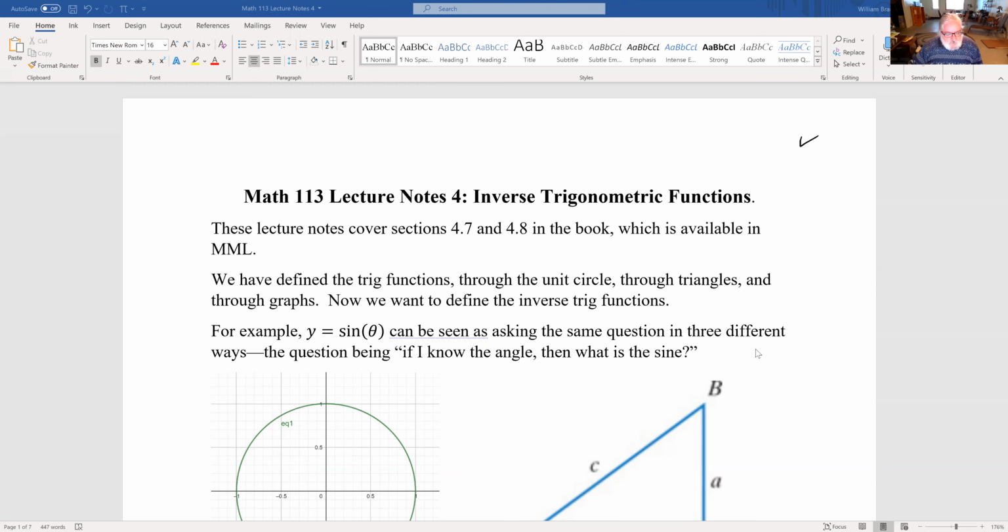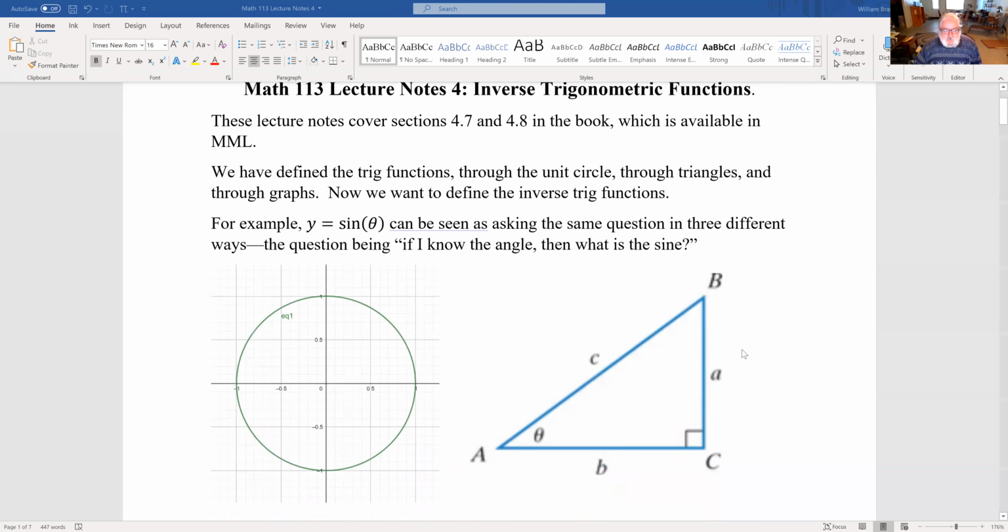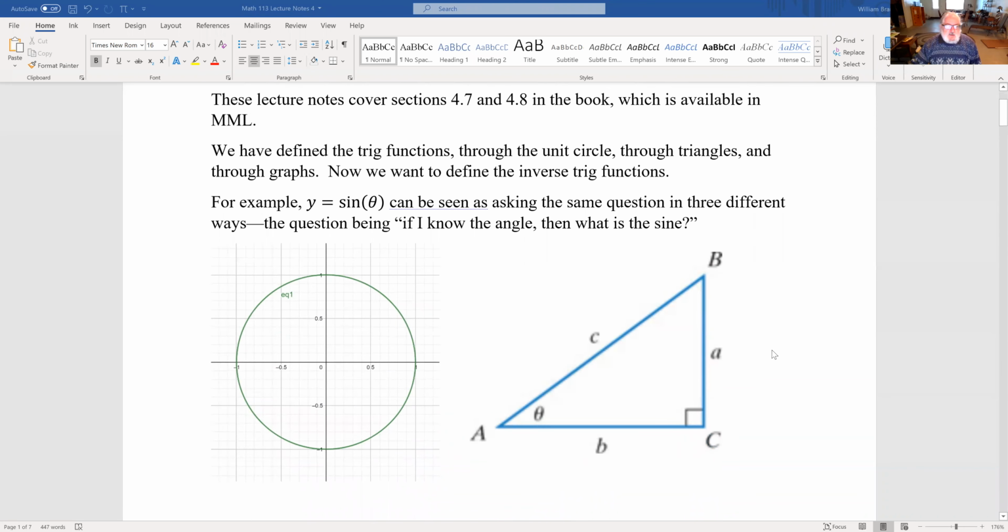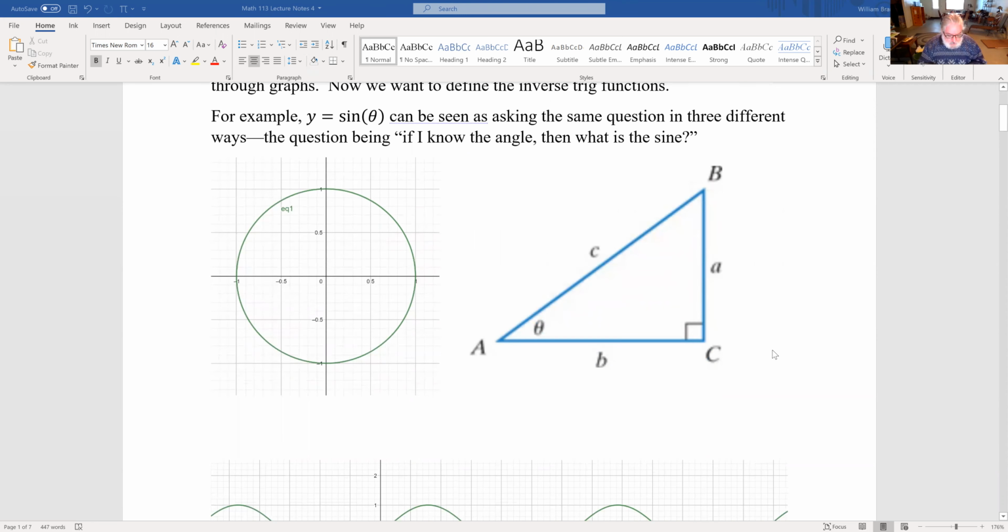So we've defined what trig functions are, and we've defined them in 3 different ways: the unit circle, triangles, and graphs. And now we want to define the inverse trig functions. So if we think about y equals sine theta, this is asking a question: if you know the angle, what's the sine? And you can think about that in 3 different ways.